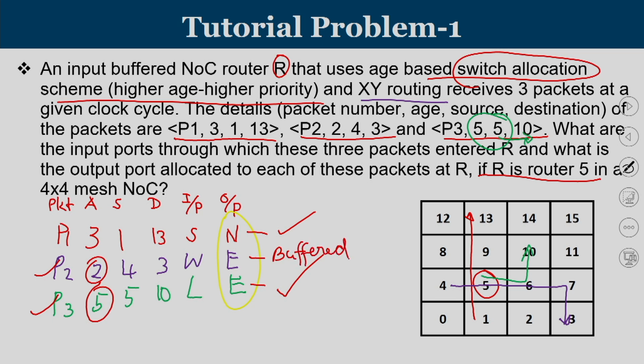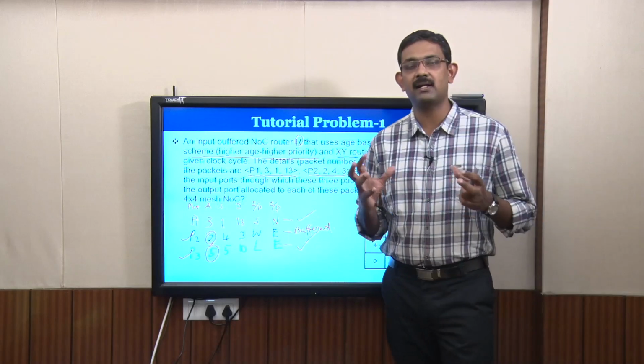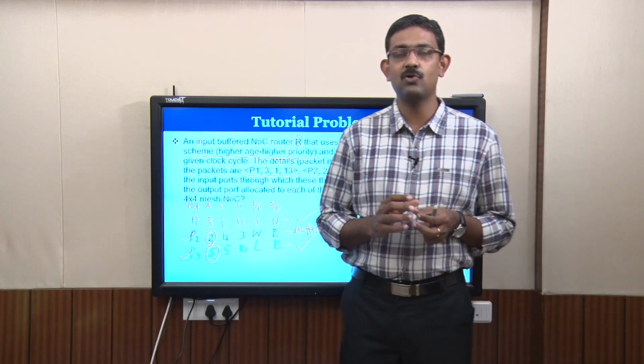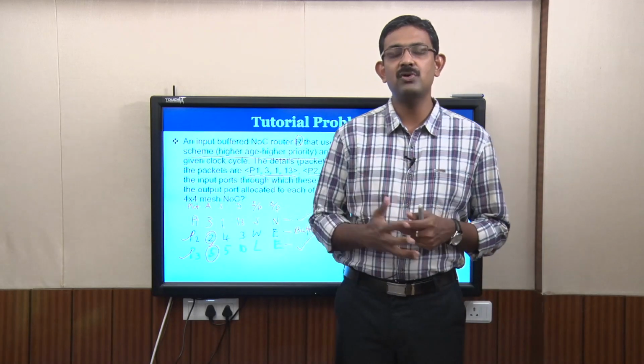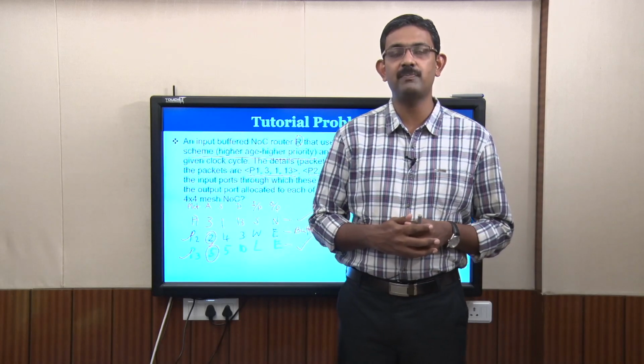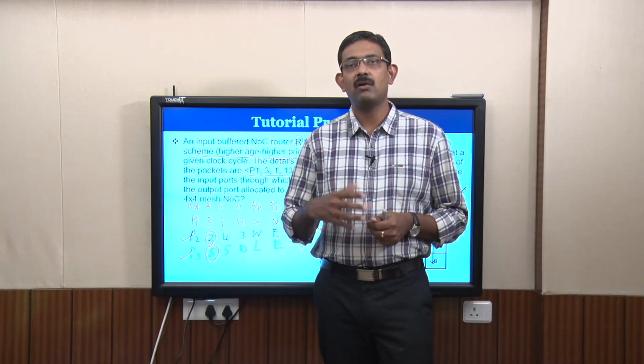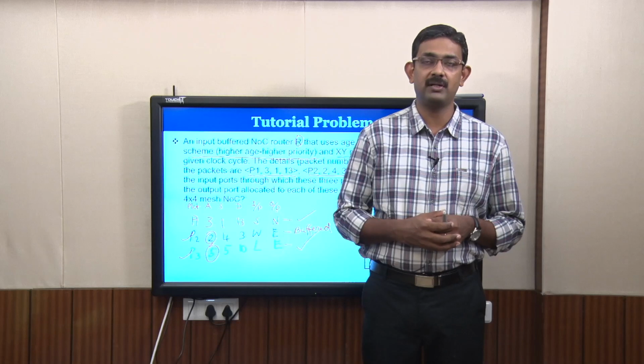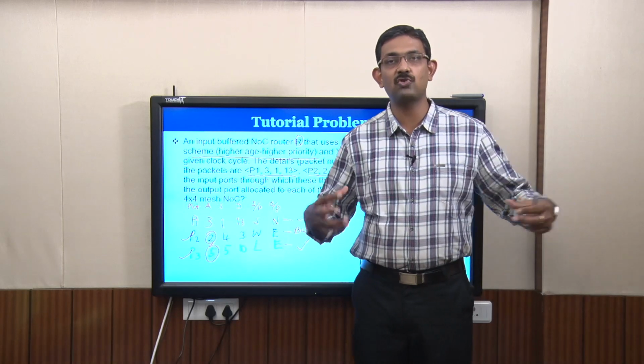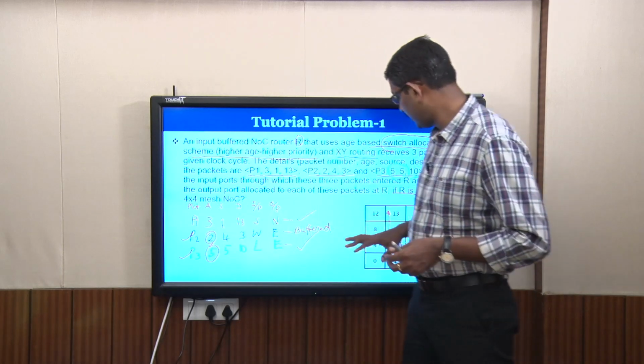So, this is the strategy by which this works. In this particular problem, we are trying to understand there are 3 packets. These 3 packets are going to arrive on a router. The source and destination addresses of the packet is mentioned. The age of the packet is also mentioned. You are asked to find out through which input port it comes. So, with respect to where is the source and where is the current router, you will get a feel.